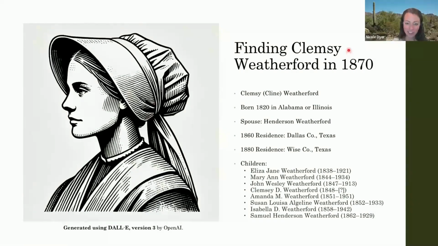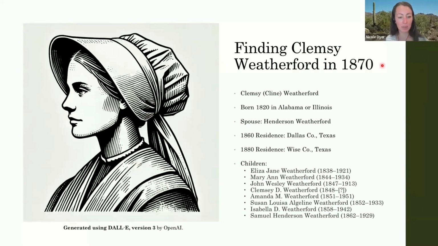So Clumsy Weatherford was very difficult to locate in 1870. So I thought I would try all these different ways of searching for her, knowing now that my mom had found her already in 1870 in her recent research project. I thought, okay, if I was going to use all the things that we just talked about, wildcard searches, Soundex searches, would any of those be successful in locating her?